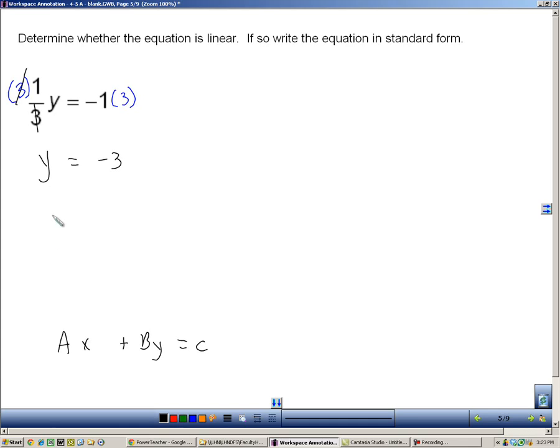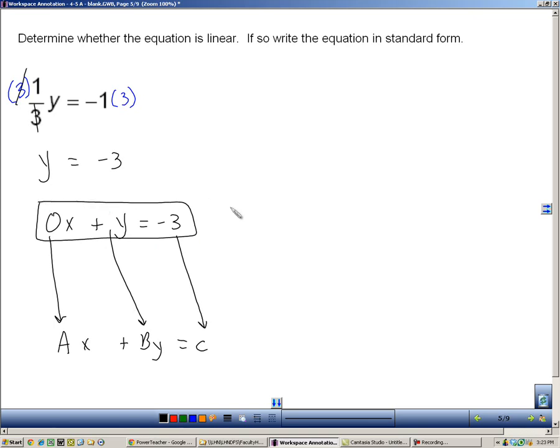But I want to show you something. What if I wrote it this way? What if I wrote it with a 0x plus 1y equals -3? Well, it's easy to see that your c is -3, your b is 1. Well, what's your a? Your a is 0. It turns out that this is standard form. It's just written with a 0 for my a. So this is the standard form of this line, and therefore this line is linear.